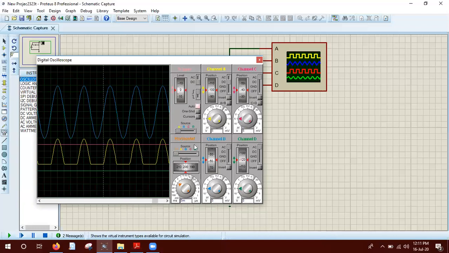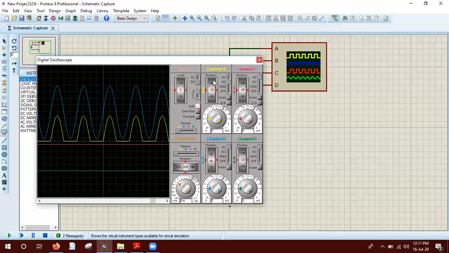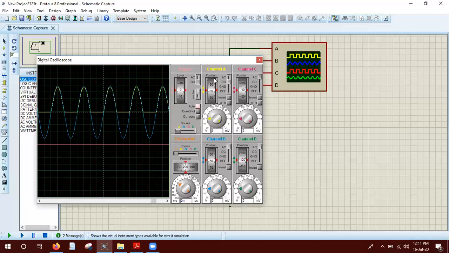Okay. Let me plot together. Plot together means making it together, so it will help. You see only the yellow line in the positive cycle, but in the negative cycle, your output is totally a blue line, totally 0. So that was the half wave rectifier circuit.